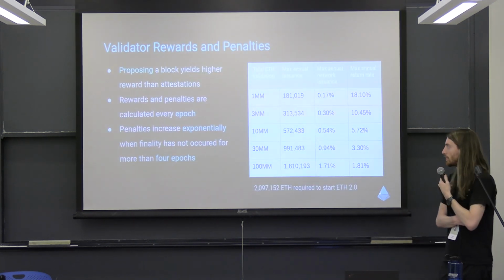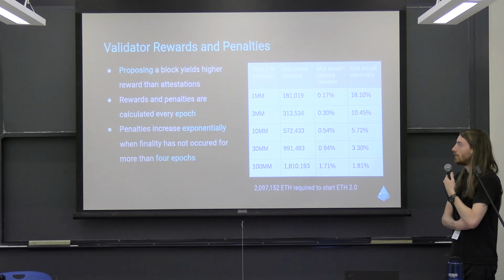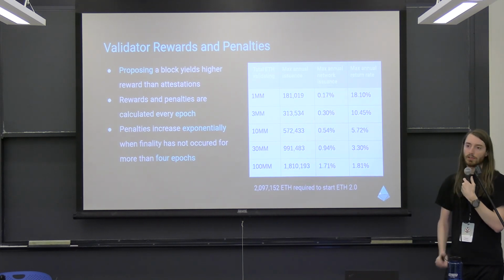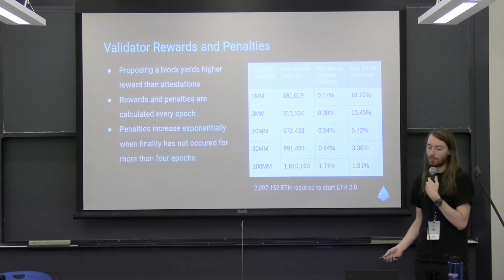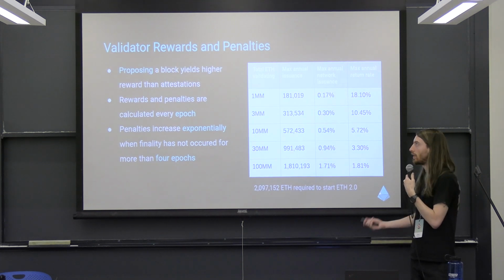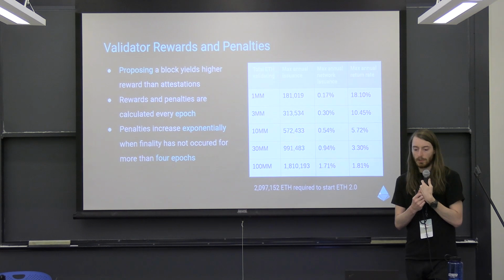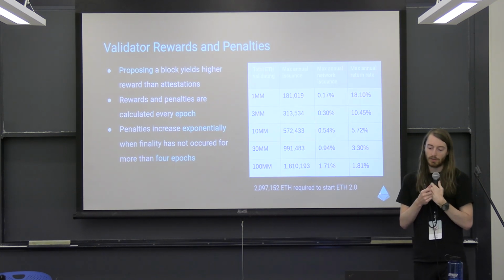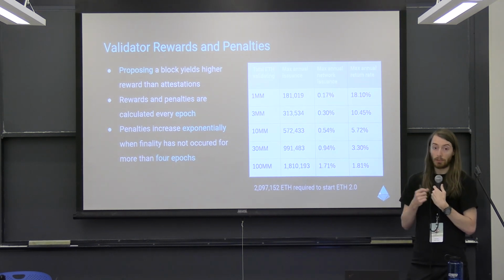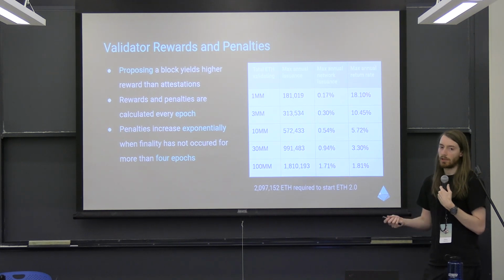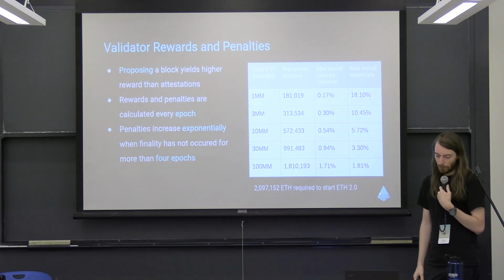Going on to rewards and penalties. You're rewarded for both actions. So when you propose a block, that's rewarded higher than attestations because it's less frequent. The rewards and penalties are applied every epoch. So whenever we have an epoch, we'll adjust the balances.